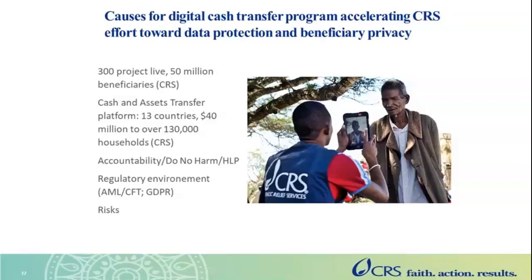On the cash side, we rolled out a pilot called the Cash and Asset Transfer Platform, the CAT platform, which runs on Red Rose software. It is a data collection and aggregation, beneficiary management, and cash and asset transfer platform. After 2 years using this platform, we scaled up to 13 countries and transferred about $40 million worth of cash, vouchers, or assets to over 130,000 households.